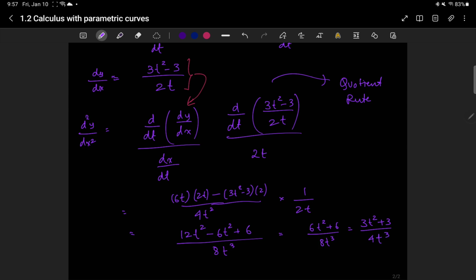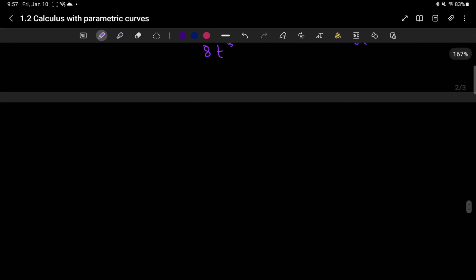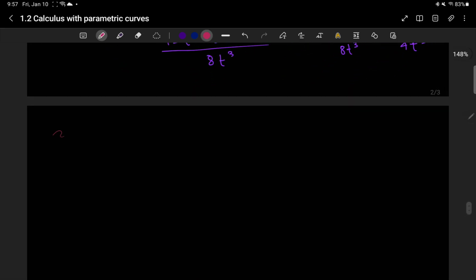Okay, so this is just a basic evaluation. Now, what can we do with this? What can be done with this? So for that, you have to recall what information the first derivative and second derivative give us.